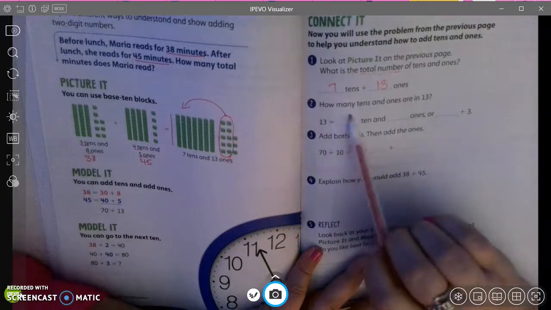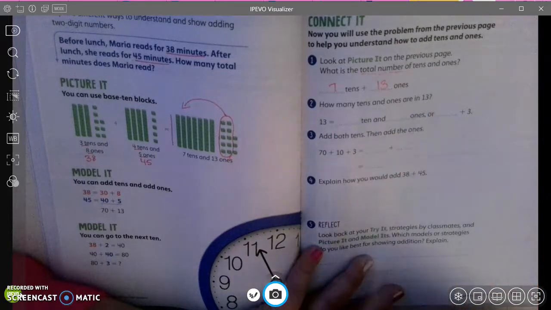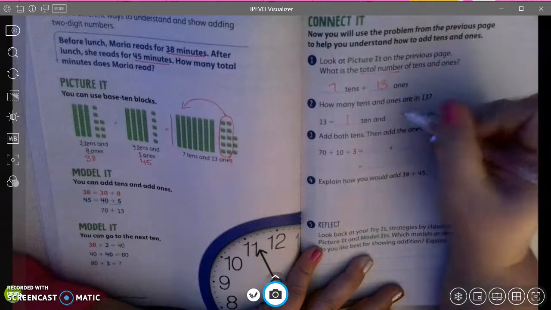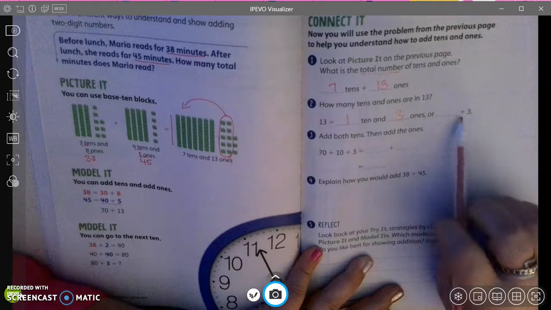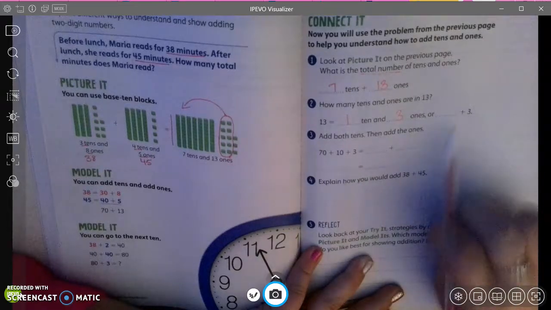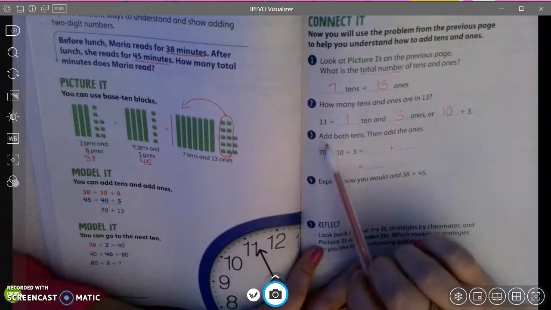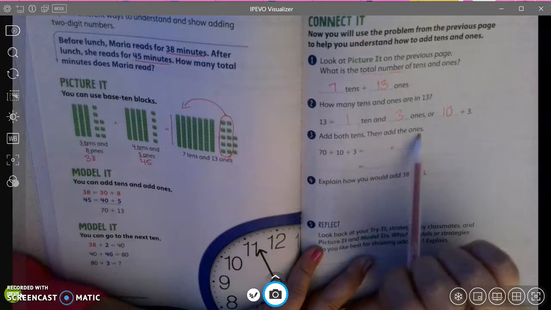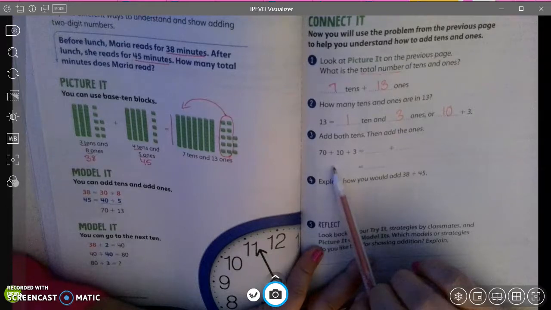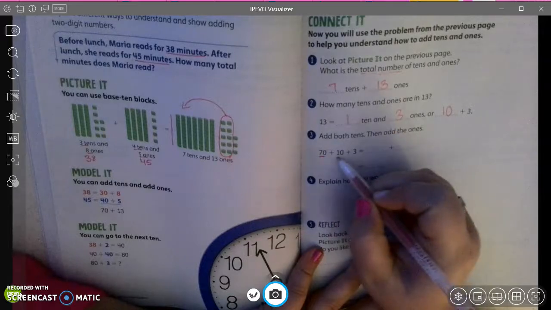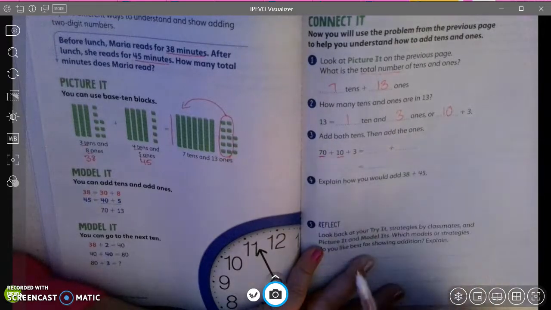Okay. How many tens and ones are in 13? There's 1 ten and 3 ones, right? Or 10 plus 3. This is expanded form where we use the 0. Okay. Add both tens, then add the ones. So both tens would be 70 plus 10. What's 70 plus 10?